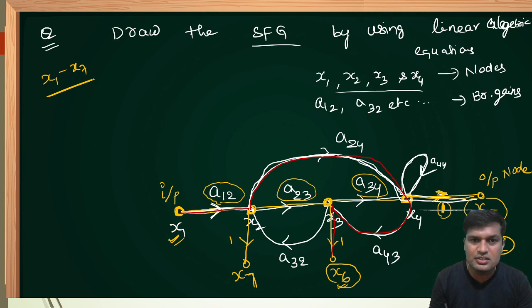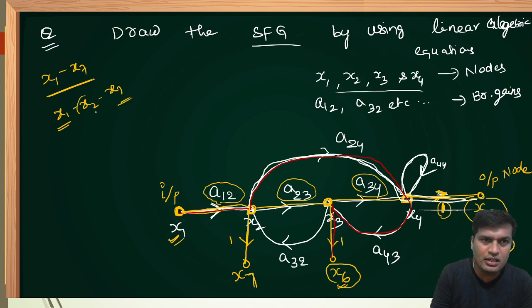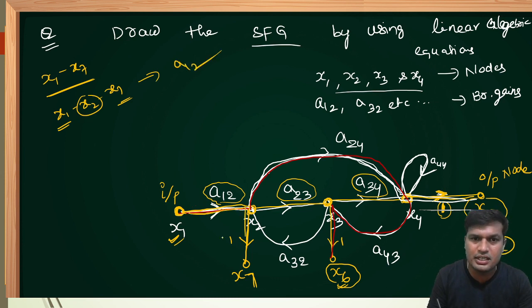Now, from x1 to x7, how many forward paths? x1, x2, x7. It starts at input node, ends at output node. Internally, x2 is not repeating more than once. Therefore, it is a forward path. What is the gain of the path? Simply A12. This is the path gain.